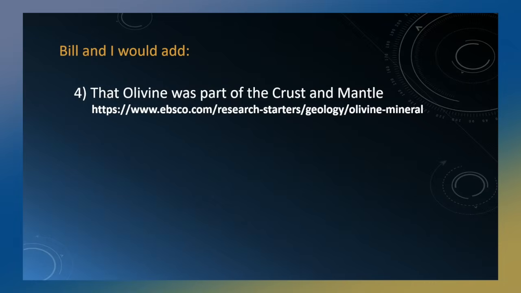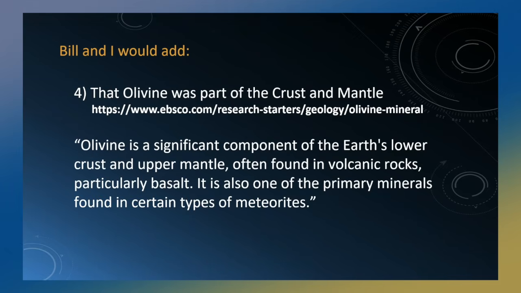The olivine was part of the crust and mantle. And we get this from the EBSCO.com website. And they quote, olivine is a significant component of Earth's lower crust and upper mantle, often found in volcanic rocks, particularly basalt. It is also one of the primary minerals found in certain types of meteorites. And so, once again, still dealing with Dr. Feldman's point, we don't see anything from the crust or the mantle or anything up in space, so you're wrong.